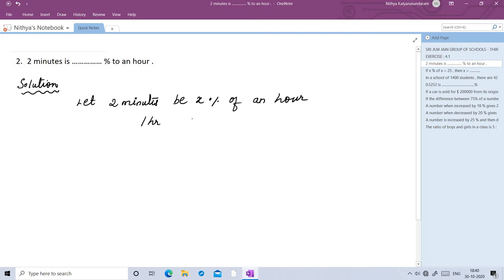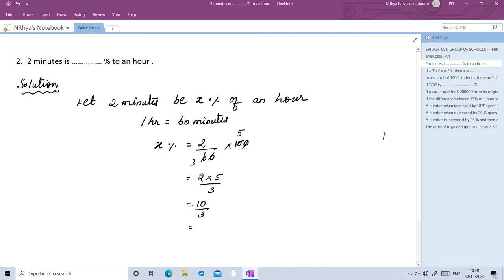Then 1 hour is, we know very well, 60 minutes. So x percentage is equal to 2 by 60 into 100. 0, 0 we can cancel. Then 2 table 3s are 6, 5s are 30. So 2 into 5 divided by 3, 10 by 3. So 10 by 3 is an improper fraction, convert into mixed fraction, QRD form.